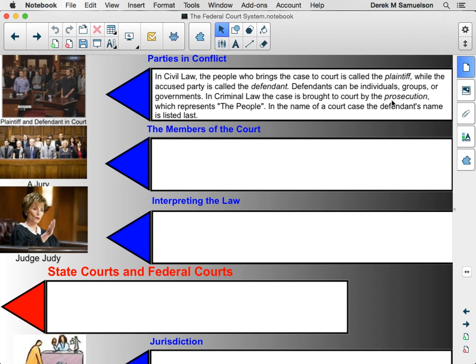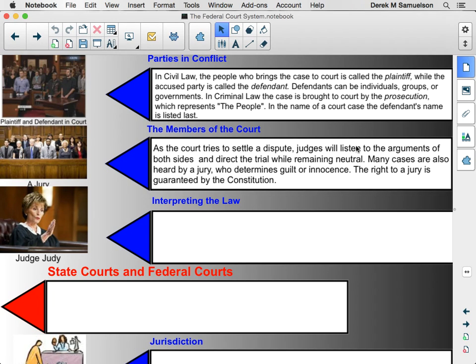The name of a court case has the defendant's name listed last. So it would be the people versus, and then you have the defendant. Or in a civil case, you might have Mr. Samuelson versus Pontiac Schools. That's how those work. So you always know who the defendant is.